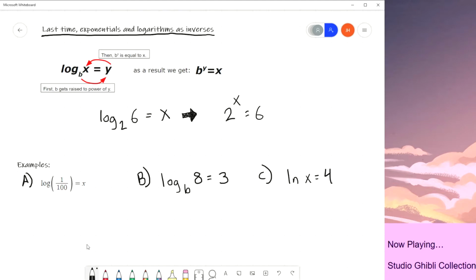The idea of logs, if you recall, was that a log is essentially saying whatever base we're working in, being the base of the exponential, the log of some value is equivalent to the power that you need to raise that base to in order to get that value, right? So b needs to be raised to this power to get x.